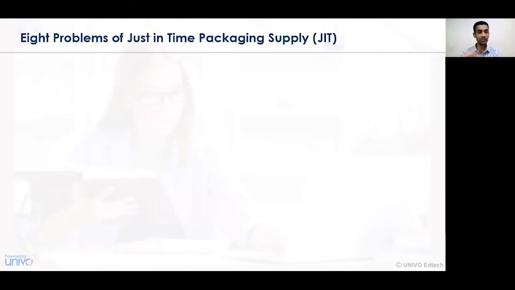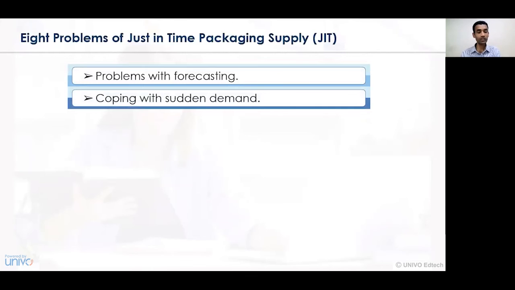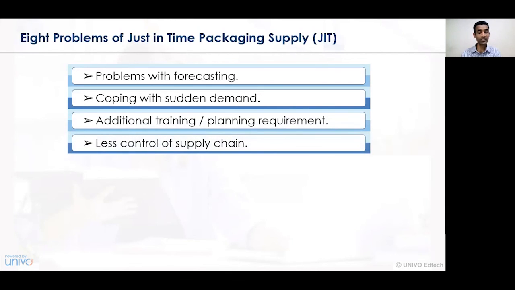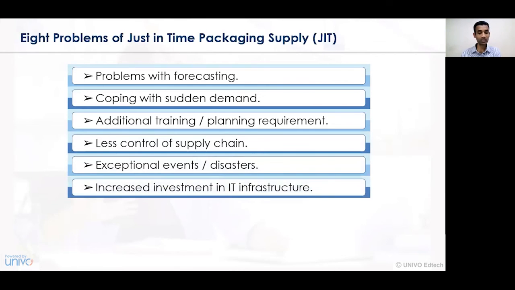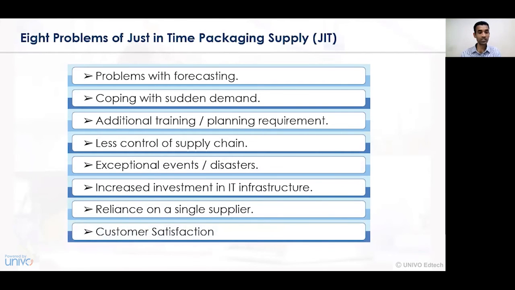Now let us understand what are the various 8 problems of just-in-time packaging supply, that is JIT. The first problem that has been associated is problem with the forecasting. Then we have the problem associated with coping with sudden demand, additional training and planning that has been required, less control of the supply chain management activities, exceptional events or disasters that have been created, increased investment in IT infrastructure, reliance on a single supplier, and lastly, the customer satisfaction.